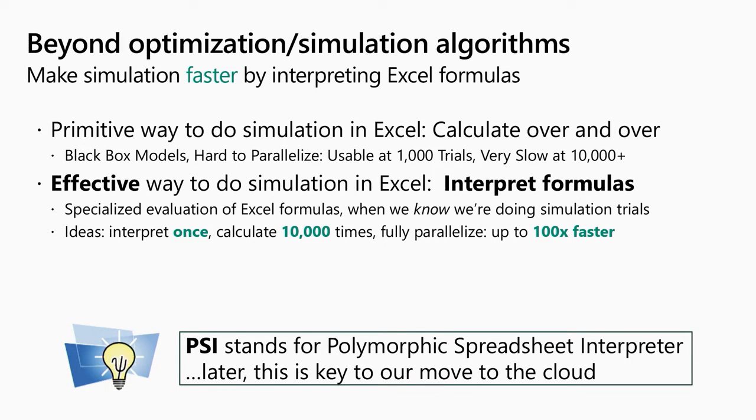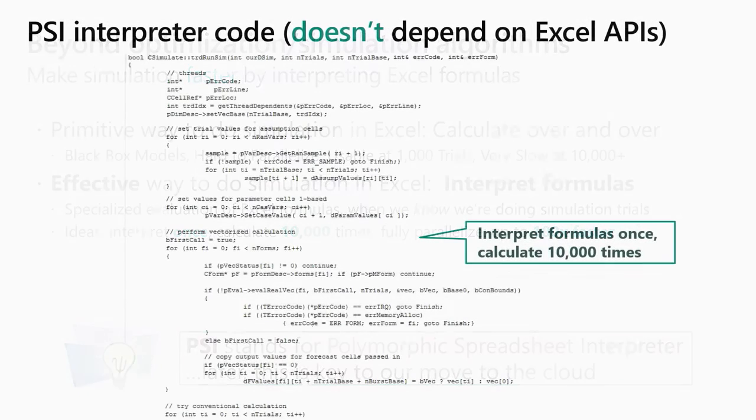And I won't elaborate too much on where that name comes from, but I'll show you a little bit of code. So this is actually the function in C++ where we're, because we have our own Excel interpreter, and this code, by the way, is independent of any Excel API.